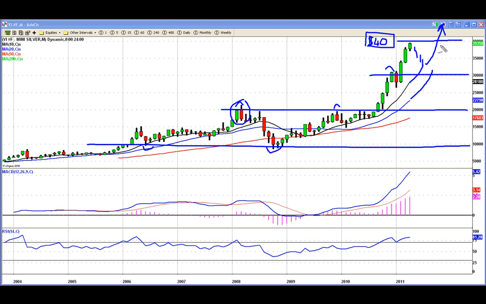We have to have those pullbacks, though. It's just healthy for price to do that. So right now this is actually looking even better for us for a pullback.